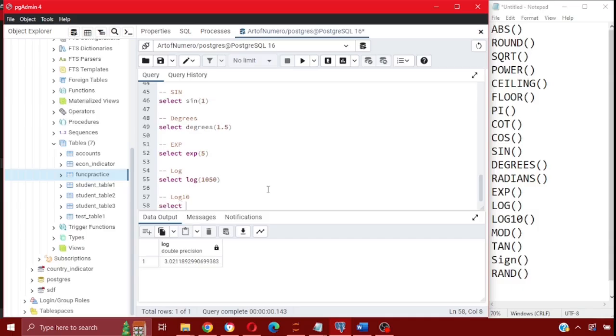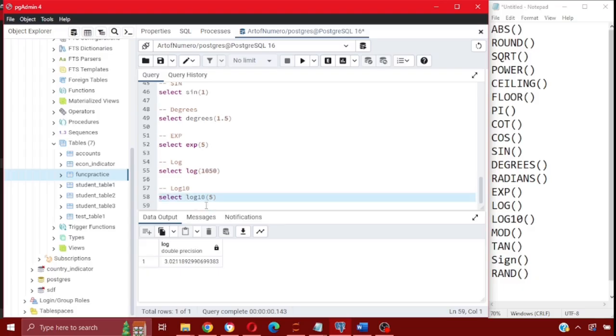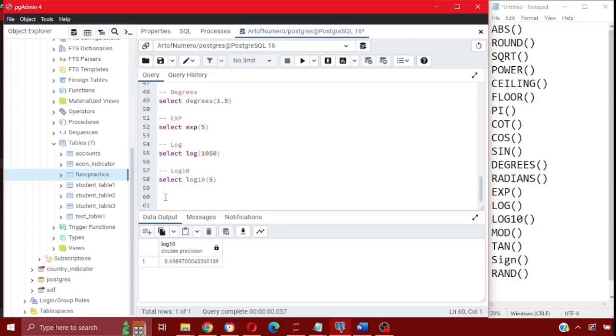So if we say log 10 and we say give me the base 10, and we pass the value, let's say 5, we're pretty much getting the base 10 of our x, which is 5 here, the log base 10. And the next one is going to be the MOD.